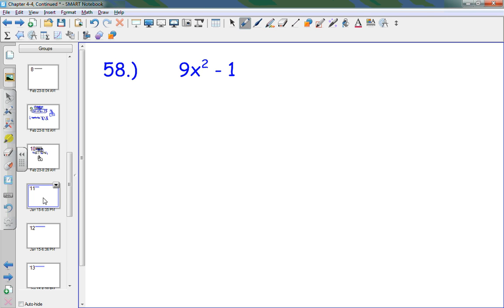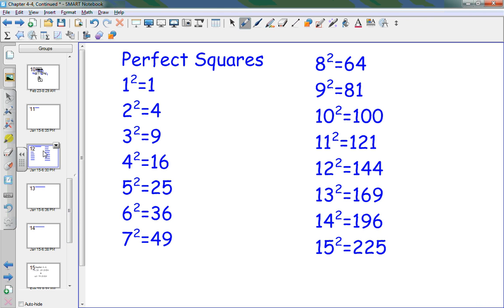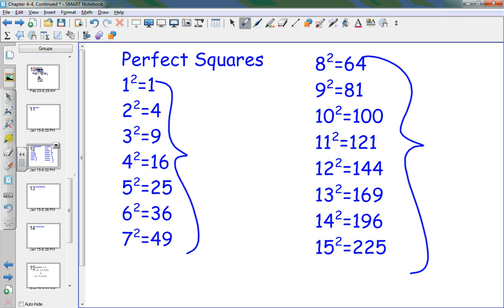This is what we call perfect squares. Perfect squares are whenever you are dealing with numbers that are actually perfect squares. For example, 1 squared is 1, 2 squared is 4, 3 squared is 9, 4 squared is 16, 5 squared is 25. All of these numbers right here are perfect squares. All of these numbers over here are perfect squares. That means you can break them down and tear them apart and be products of exactly the same number. 100 is 10 times 10. 64 is 8 times 8.